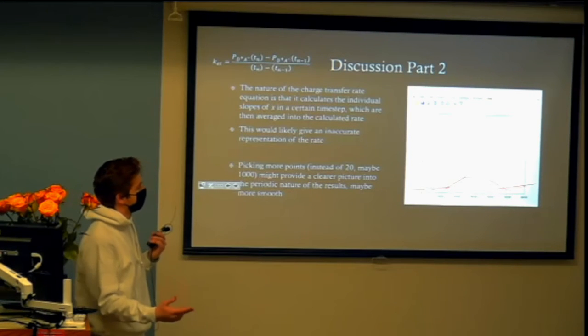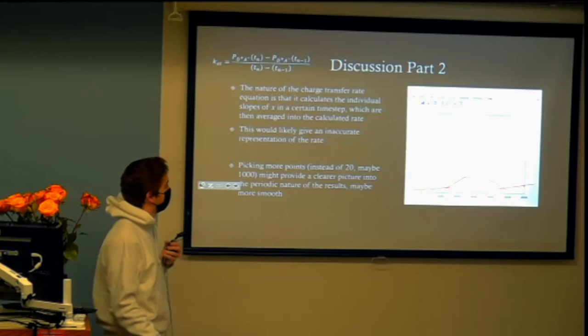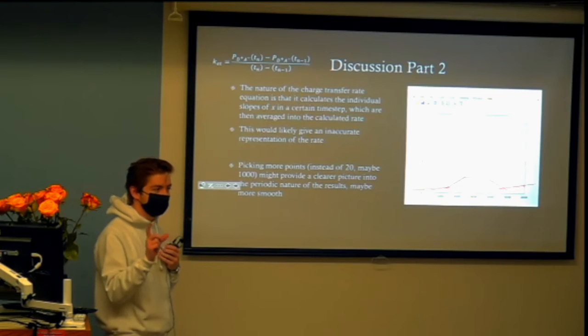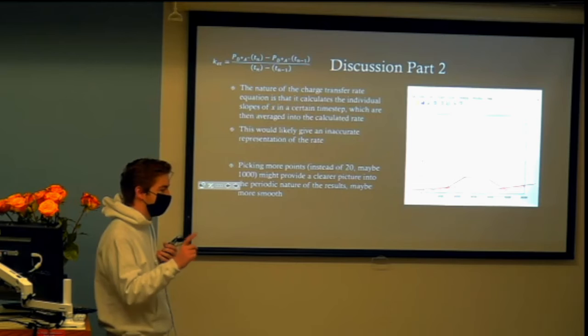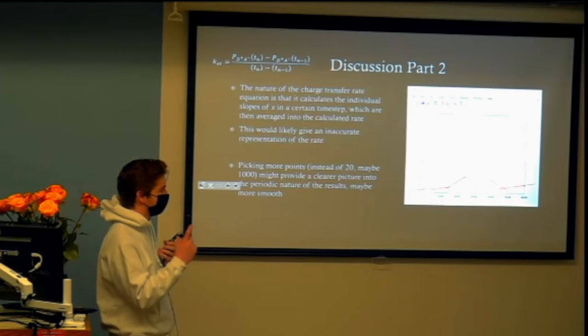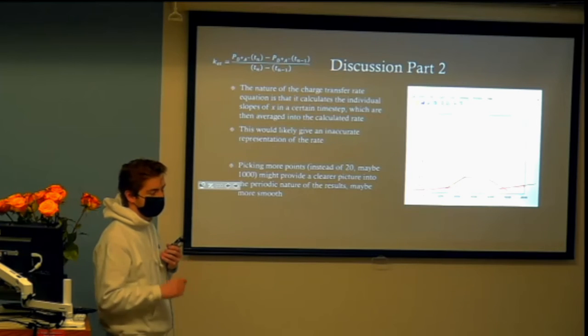So also the nature of how we calculate the rate of charge transfer in MATLAB is that we want to find the individual slopes of x. That's essentially what that rate equation factoring probability is. It's calculating the slope at each different or individual point. And so that's within a certain time step or a certain discrete step.